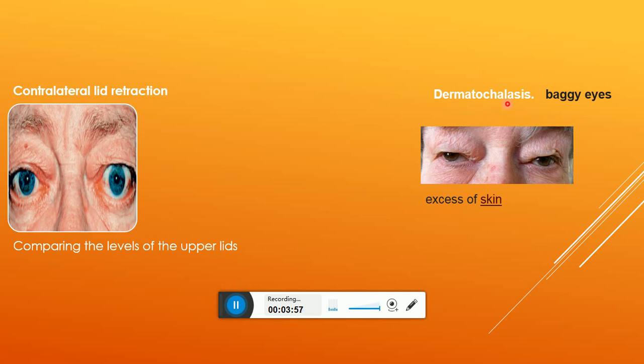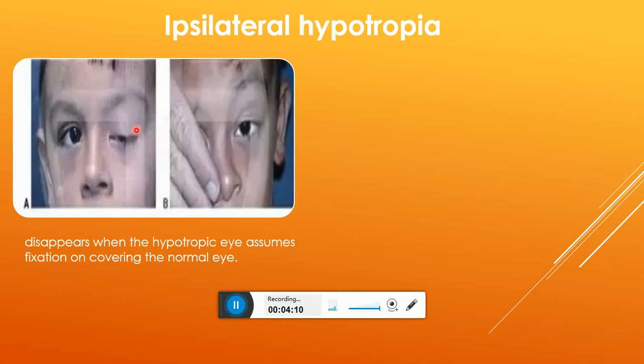Pseudoptosis may be due to dermatochalasis, also known as baggy eyes. There is excessive, overhanging skin. It may be mistaken for ptosis. Pseudoptosis may be due to ipsilateral hypotropia. So always do the cover test. Cover the opposite eye, so the hypotropic eye will gain fixation and the ptosis will disappear when the hypotropic eye assumes fixation on covering the normal eye.